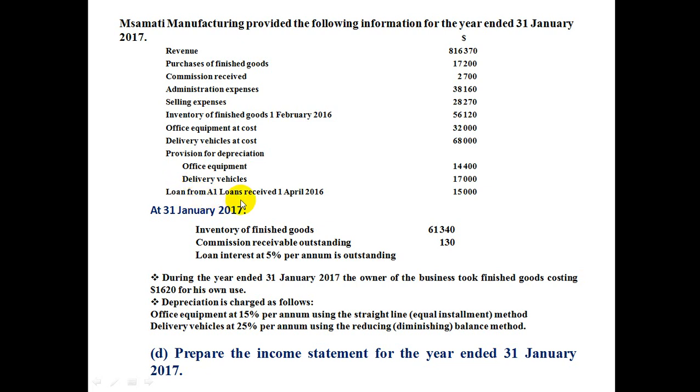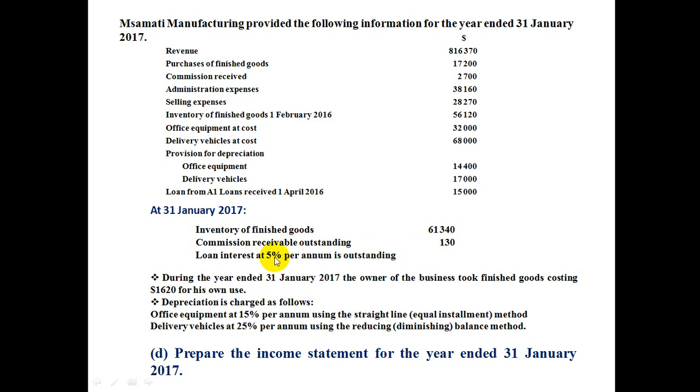Loan received on April 1, 15,000. This is the date on which we had taken this loan. It could be important while calculating interest for the loan. On 31st January, the finished goods inventory is this, that is the ending inventory. Commission still outstanding or to be received is 130. So this commission receivable should be added with the commission which is already received, because both of them will give us the total other incomes.